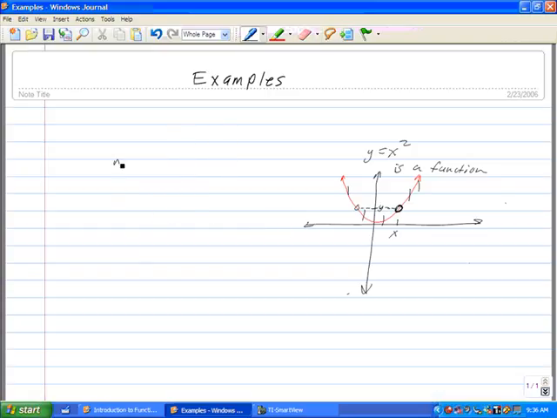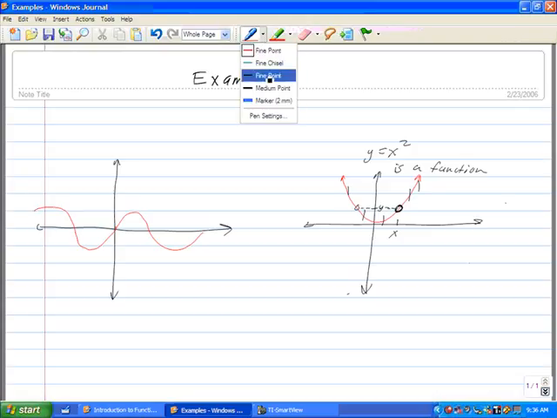Let's say I had the sine wave being graphed. Sine wave is one that you will see if you were to ever, say, take a trig class in the future. The sine wave, and I'm not doing the best job of drawing it by hand, looks something like that.